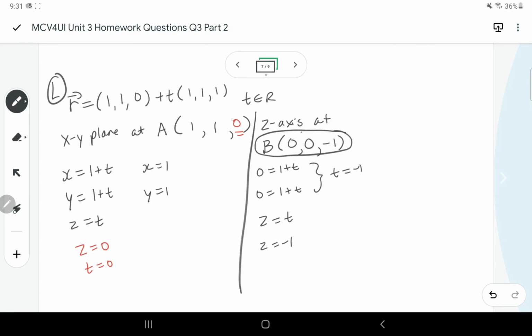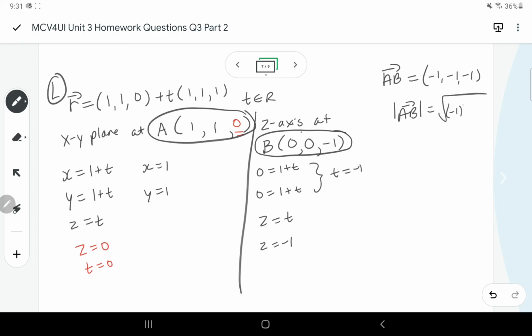So I have point A and point B, and then it's just asking me for the length of line segment AB, which is really the same as the magnitude of vector AB. So I can find this vector. It would be -1, -1, -1, and then the magnitude of the vector is the square root of each of those squared. So the magnitude of that line segment, or of the vector between point A and B, is √3.